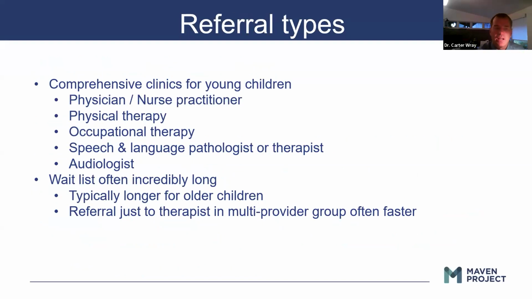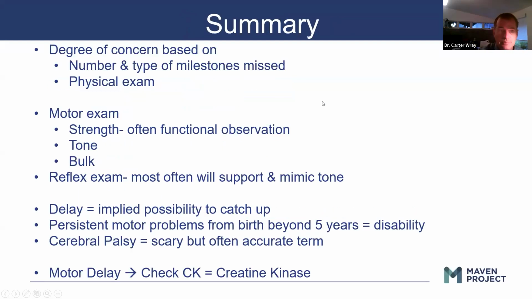Sending kids to a comprehensive clinic can be wonderful. That way they see either a physician or nurse practitioner as well as all the different therapists. But the wait for these is usually at least 6 months. And for the kids who are over a year of age, it's often multiple years. So I think it is important to try and work with those clinics, ideally getting around the wait list by referring just to the physical therapist at this multi-practitioner group. And if that physical therapist has worries, hopefully they can streamline them in to get to see the physician more quickly so you can get a diagnosis sooner rather than later.